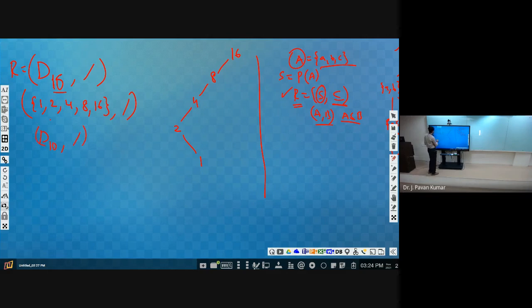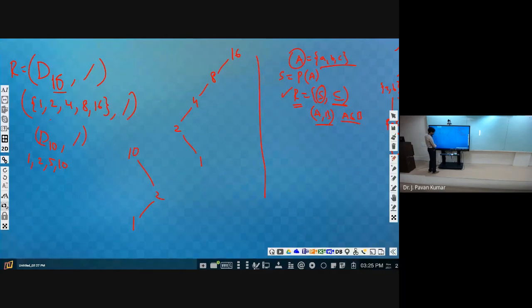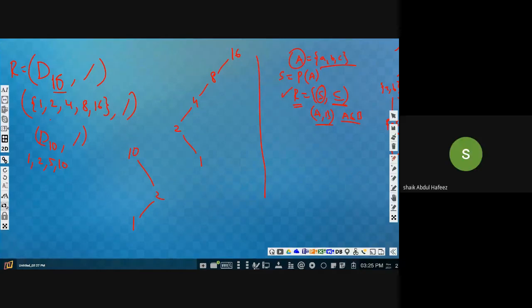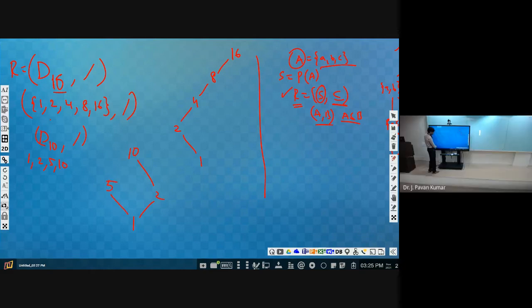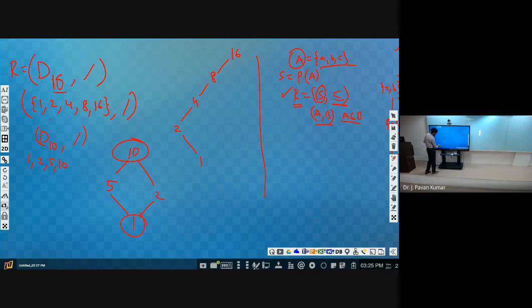So what will be the elements? 1, 2, 5, 10. Now 1 is related to 2, then 2 is related to 10. Next, 1 is related to 5, and 5 is related to 10 also, isn't it? Now is this a lattice or not? Yes, sir. Why? Because we have the greatest element and the least element; directly by seeing the diagram we can say it is a lattice.